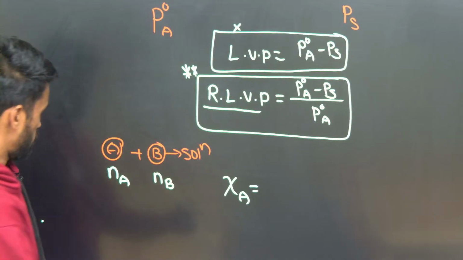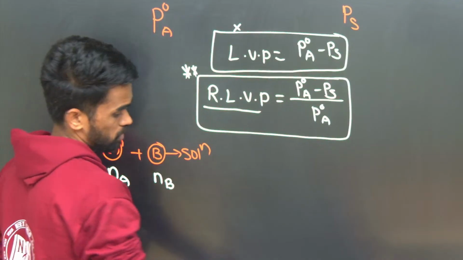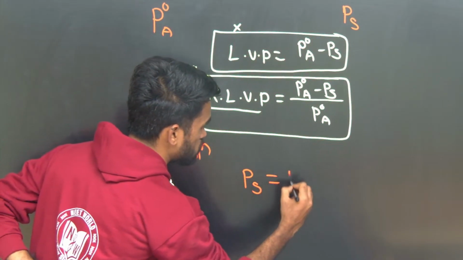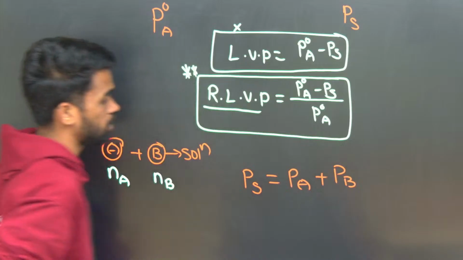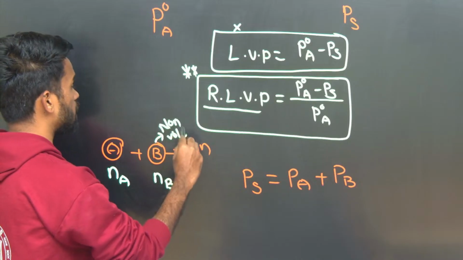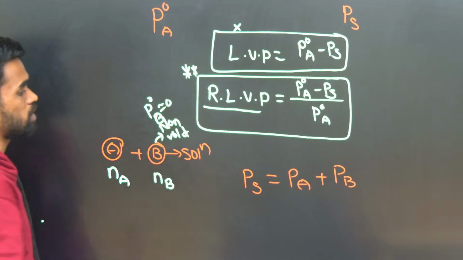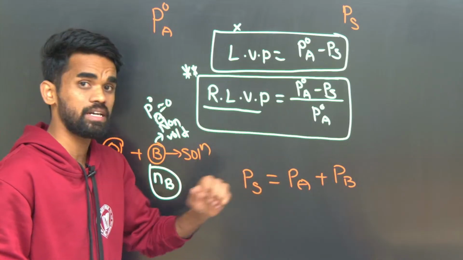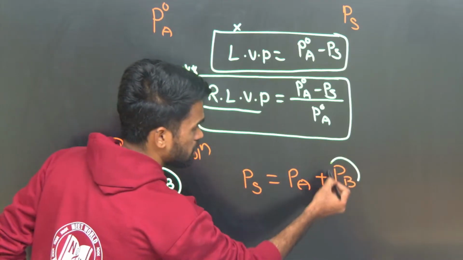Now look at this. According to Raoult's law, P total, or vapor pressure of solution, is equal to vapor pressure of component A plus vapor pressure of component B in the solution. But we know our solute B is non-volatile. If something is non-volatile, its vapor pressure is considered almost equal to 0. So whatever amount of solute you add decreases the vapor pressure of the solvent, but the solute's own contribution makes no difference here. So I can make this 0.